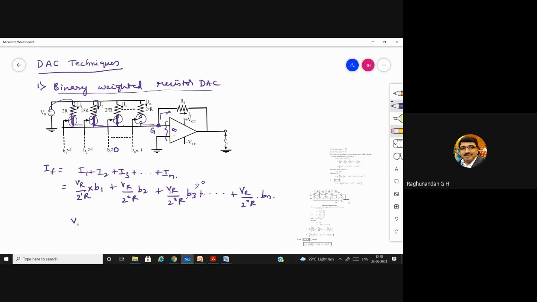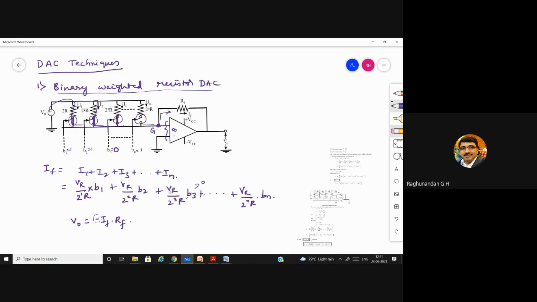Now, if you want to find the output voltage, obviously we need to consider that it will be minus IF into RF. We get negative because it's an inverting op-amp. So always remember one thing, the negative sign just indicates that input and output have a phase difference of 180 degrees. It never indicates the output is a negative value. It is just indicating it is the inverted form.